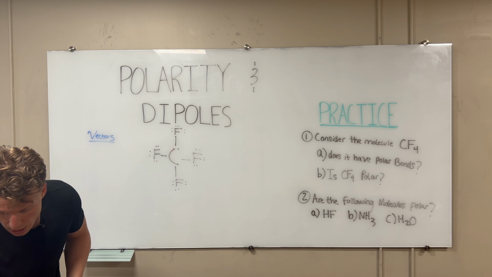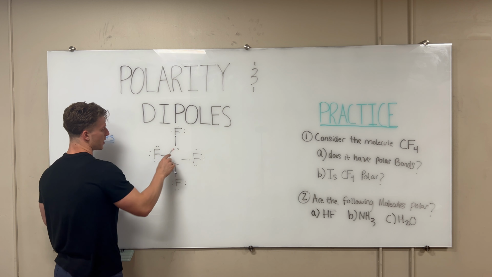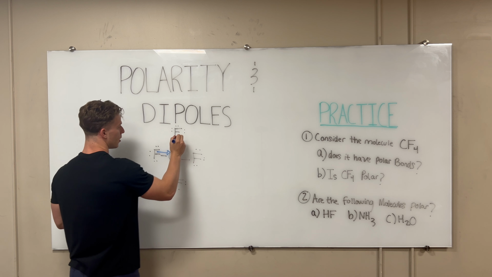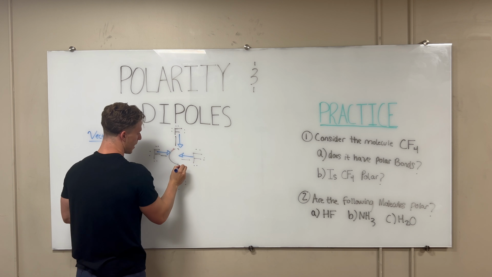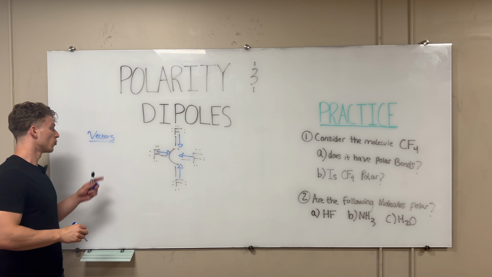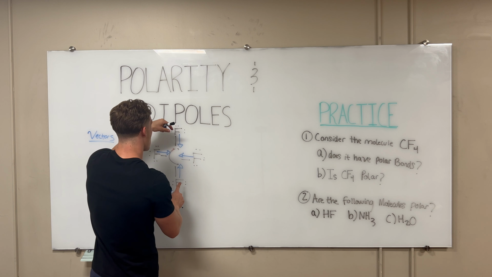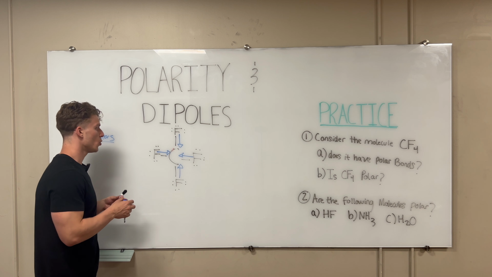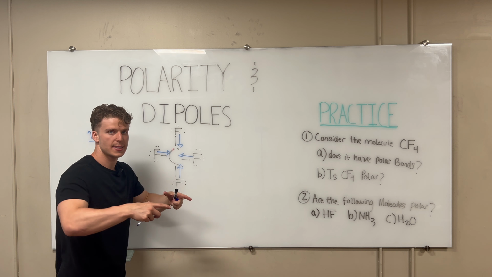So let's draw out the dipoles here. You draw it from the more electronegative atom to the less electronegative atom, right? So we're going to draw it from fluorine to carbon, fluorine to carbon, fluorine to carbon, and fluorine to carbon. Okay, so remember, these are vectors, right? And if we add up all of these vectors, we're actually going to see that they cancel out. So the way I like to think about it is picture carbon is a book on a table, right?